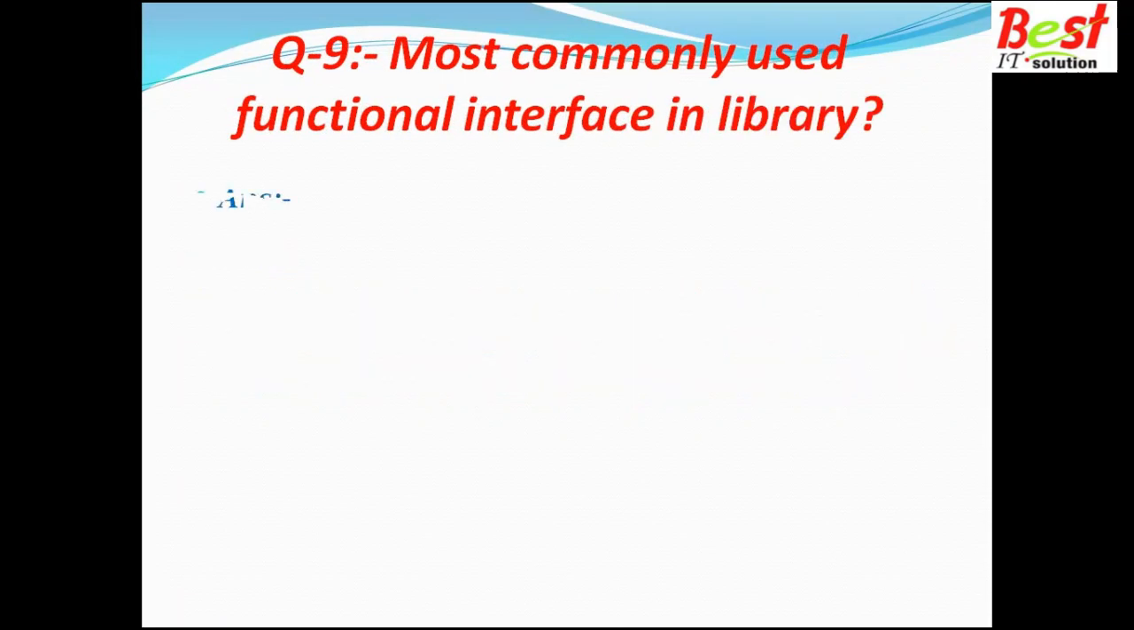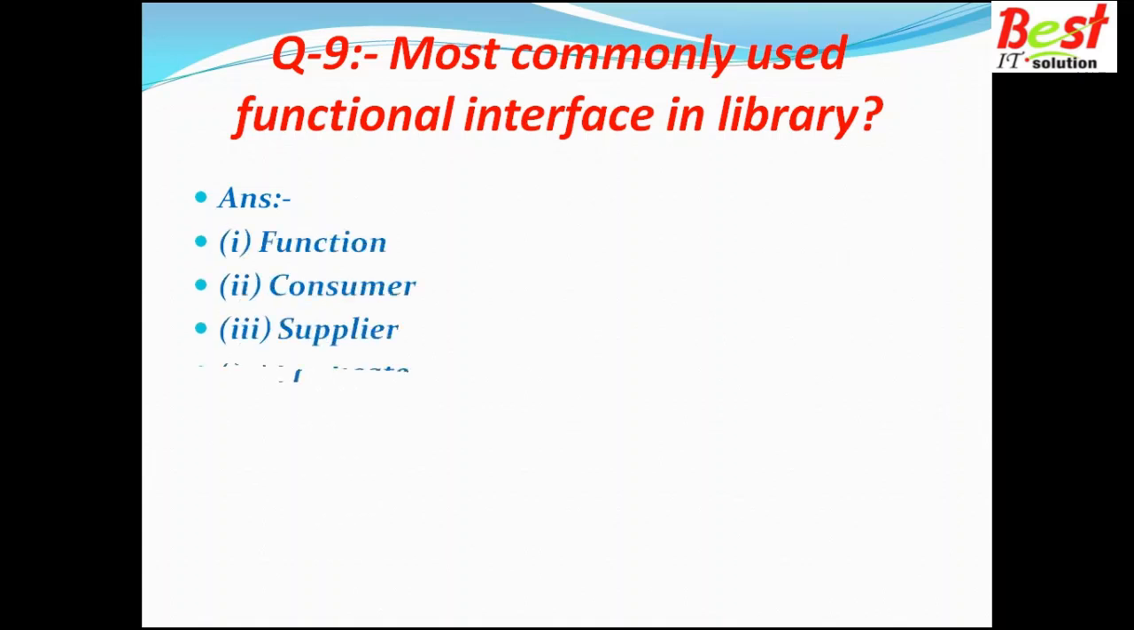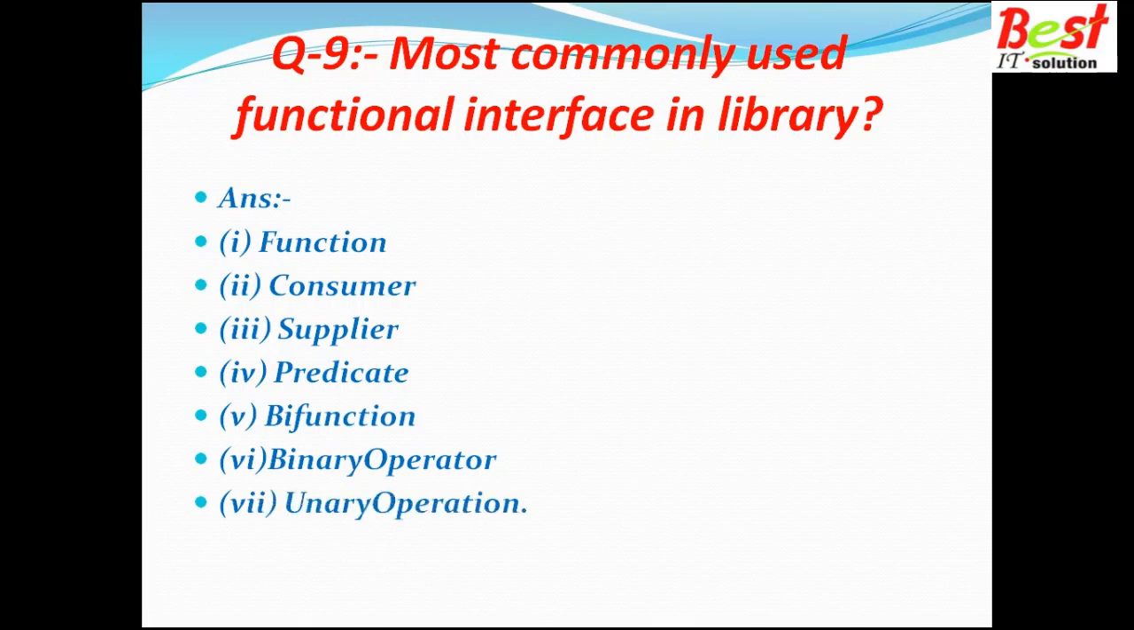What are the most commonly used functional interfaces in the Java library? They are Function, Consumer, Supplier, Predicate, BiFunction, BinaryOperator and UnaryOperator. A functional interface means there is only a single abstract method inside the interface, and we can use a lambda expression for it.